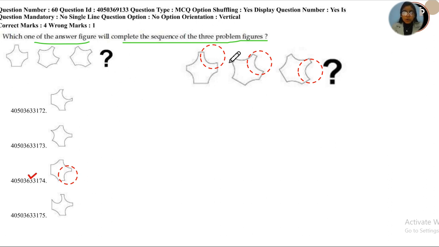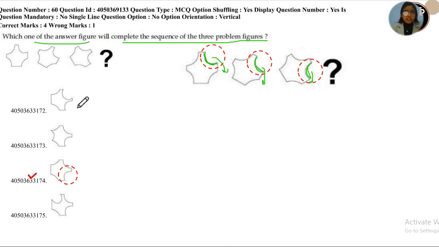To solve this problem, I have chosen this shape. What I observed is that this is at this position and it is moving towards its right direction. Now it came over here, now it came over here, so it keeps on moving to its right.